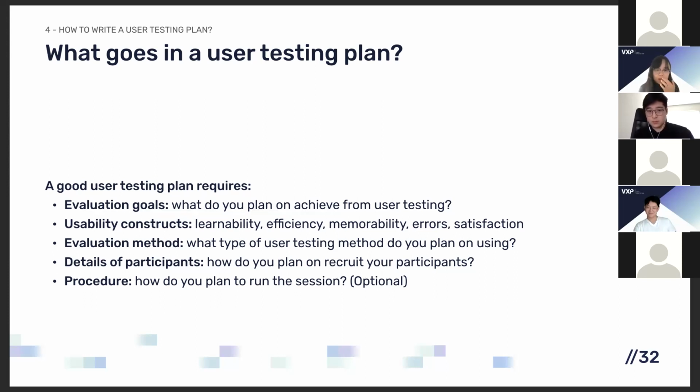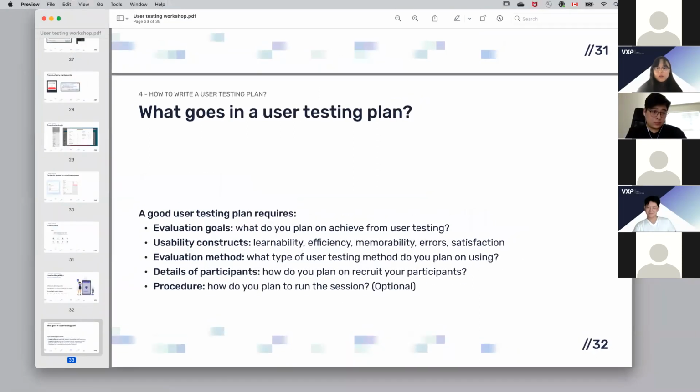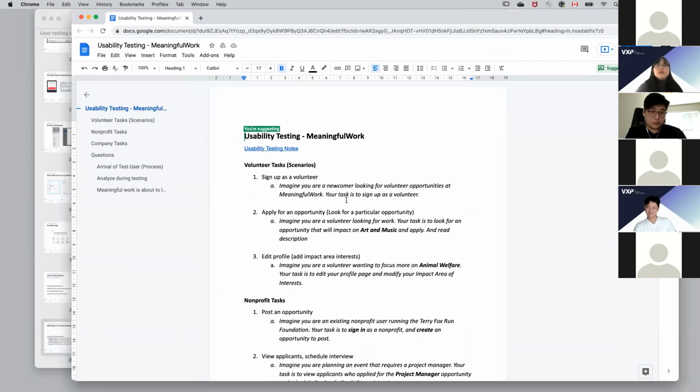But like I mentioned, this is optional because you only have 24 hours to work with. But in the long run, the procedure is the most critical part of the user testing plan because it will help you to save a lot of time and prepare for any unexpected incidents. So before we move on to the next part, I'd like to share with you a user testing example.